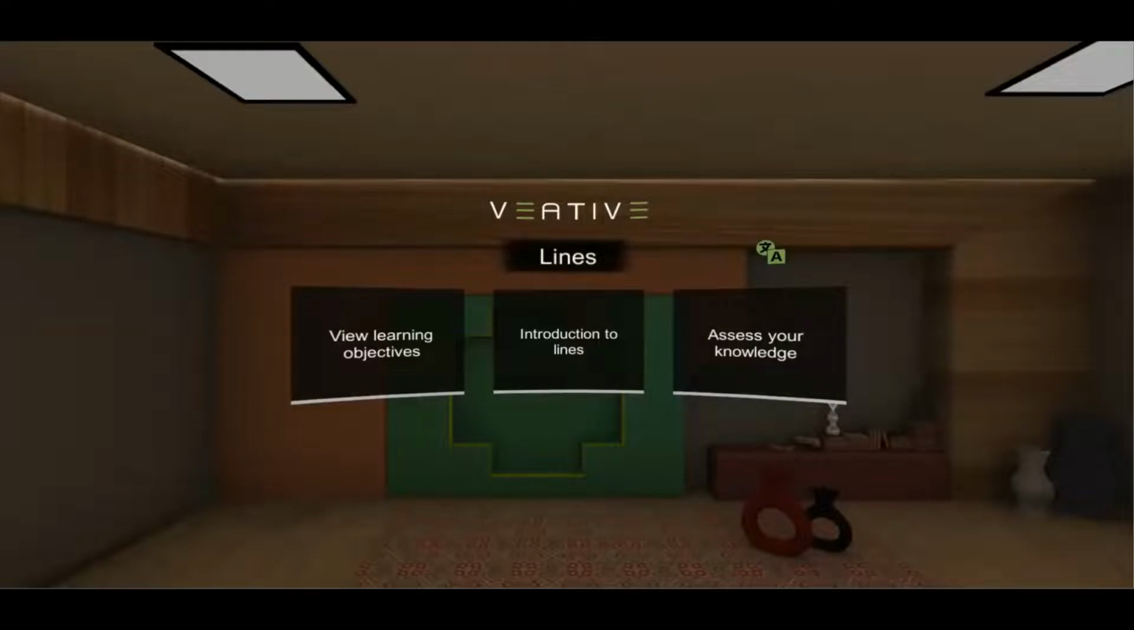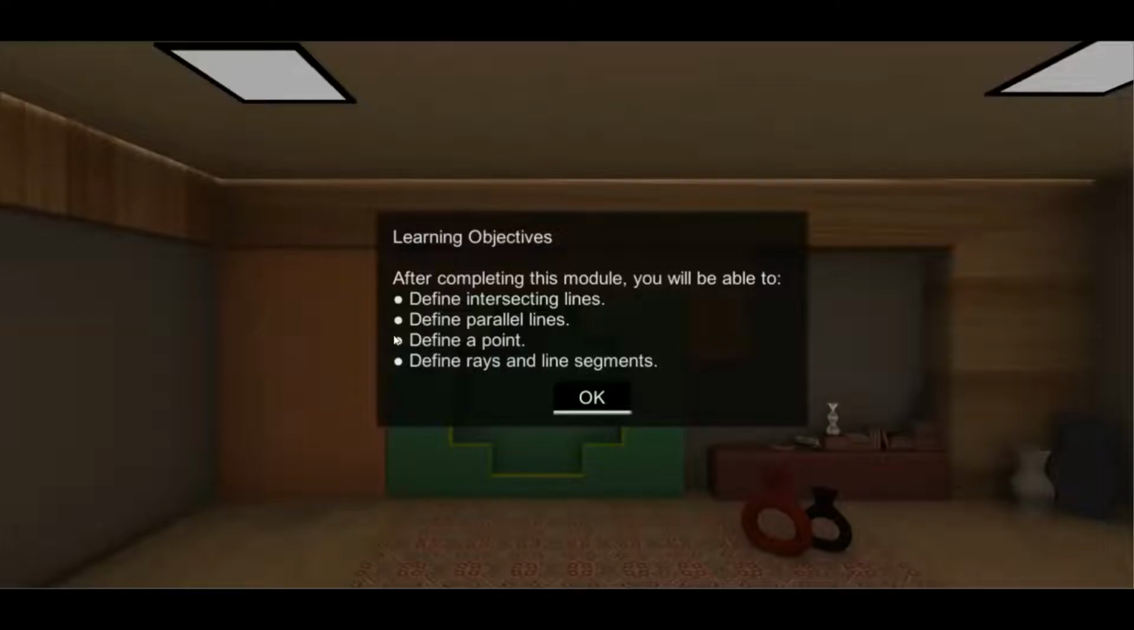Now let's look at this animated interactive video using virtual reality by VATIF to learn the properties of lines. View learning objectives. Learning objectives. After completing this module, you will be able to define intersecting lines, define parallel lines, define a point, define rays and line segments.